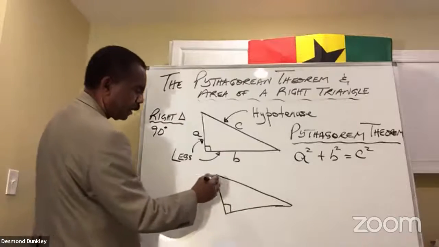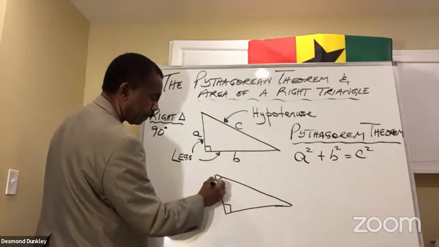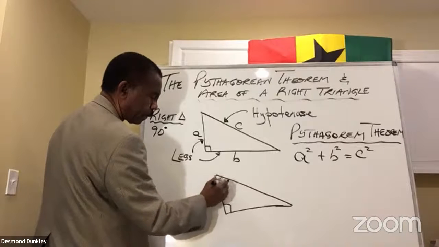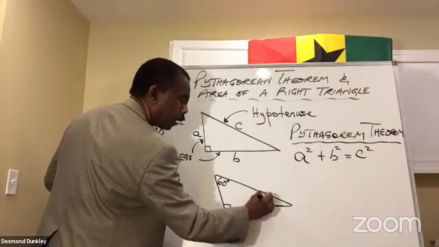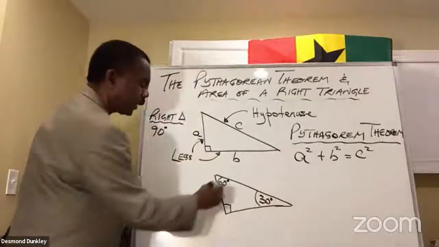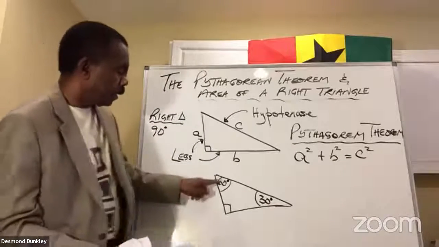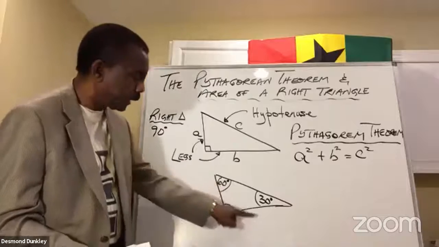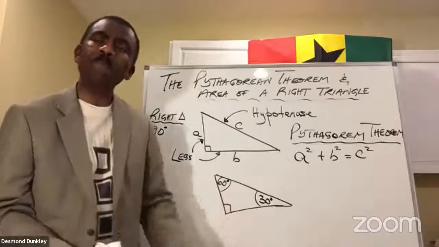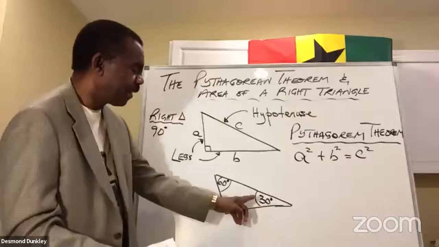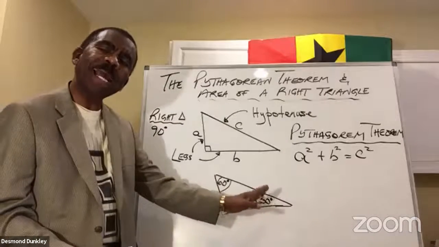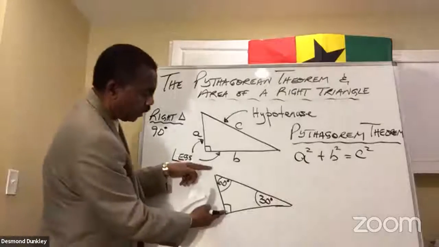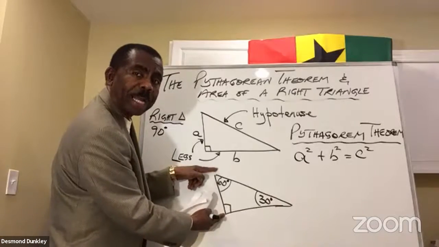So if this is, say, 60, and this is 90, then we know that this has to be 30. And what we're saying is this. If this is 60 degrees, the side across from it must be longer than the side across from the angle that's 30. So the smaller the angle, the smaller the side subtended by that angle.